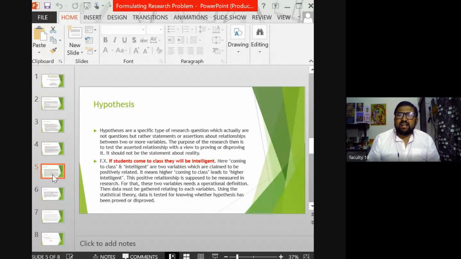Now, a hypothesis is a tentative statement about the reality where there must be some variables. There must be an independent variable, there must be a dependent variable, there must be some intervening variable. If there is no variable in that tentative statement, then it is not called a hypothesis, right? So the purpose of research then is to test the asserted relationship with a view to prove or disprove it. So every hypothesis must have the variable, independent variable or dependent variable. And this independent variable and dependent variable must have some relation. And we are writing a hypothesis in order to test the relation between these two variables.